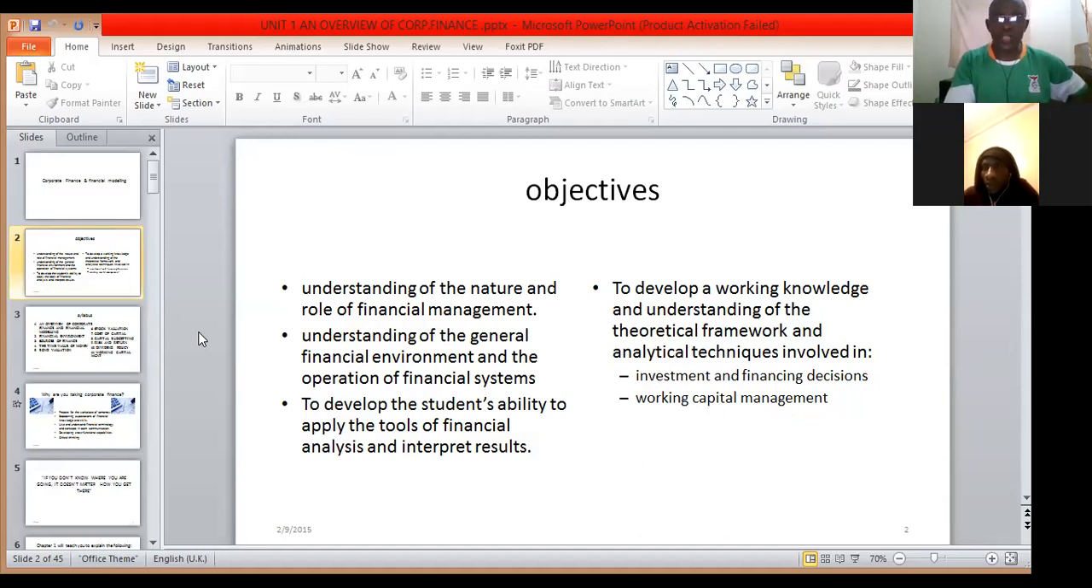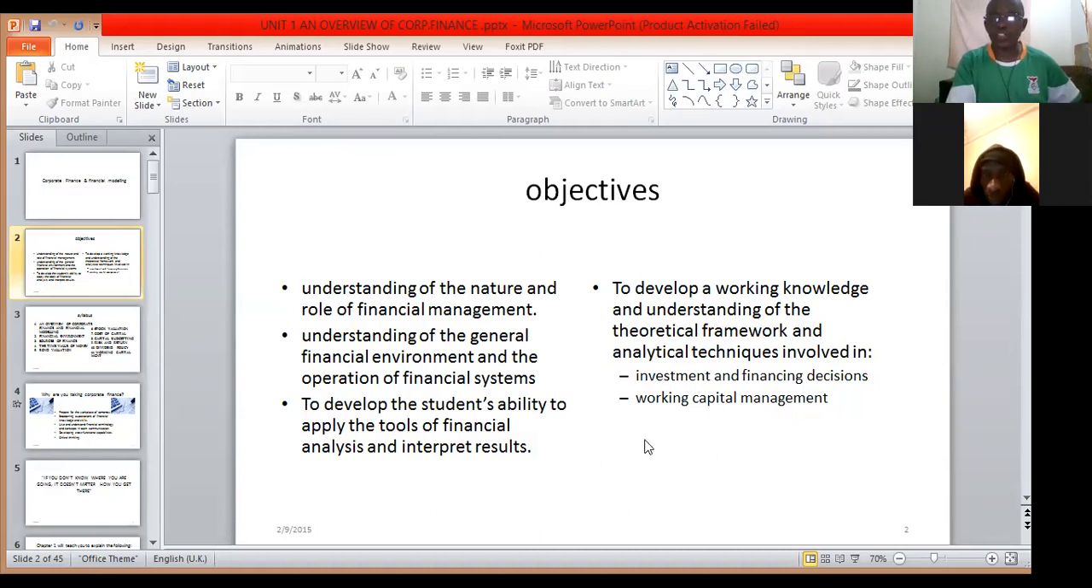As you look at the objectives there, we are supposed to understand the nature and the role of financial management. We are also supposed to understand the general financial environment and the operation of financial systems. We are also supposed to develop the ability to apply the tools of financial analysis and interpret financial results.